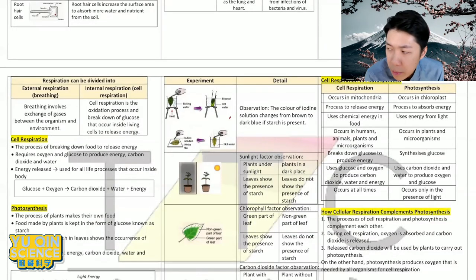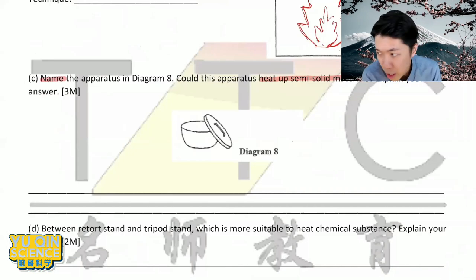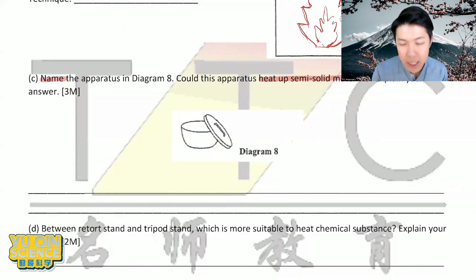Crucible, I don't think it's something from your textbook anyways, something extra to learn. It's to heat up solid stuff only, cannot heat up semi-solid, like jelly and all that. And explain your answer why, because the function is not to heat up semi-solid. So 3 marks here. First comes from name. Number 2, could this heat up, yes or no. And number 3, explain.